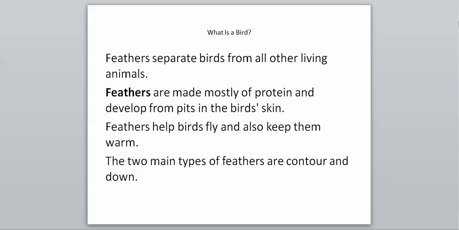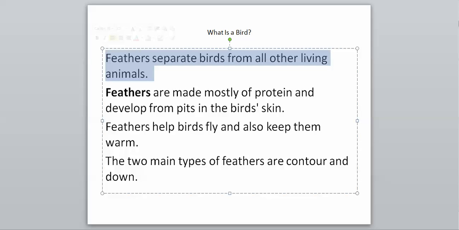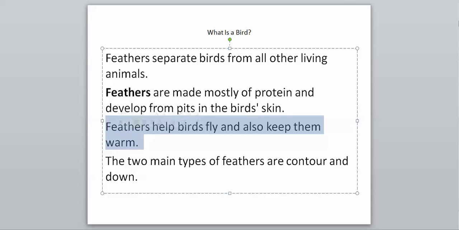A big characteristic of birds is the fact that they have feathers, because feathers separate birds from all other living animals. This is the important thing. I can all but guarantee that it will show up on your quiz: feathers separate birds from all other living animals. Feathers are made mostly of protein, and they develop from pits in the bird's skin. Feathers are important because they help birds fly, and they also keep them warm. So those are two big functions of feathers.